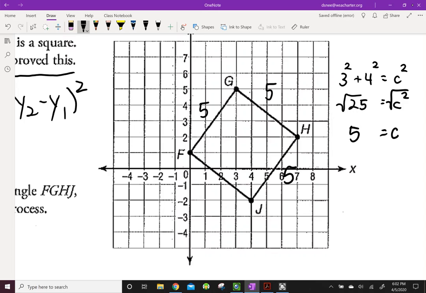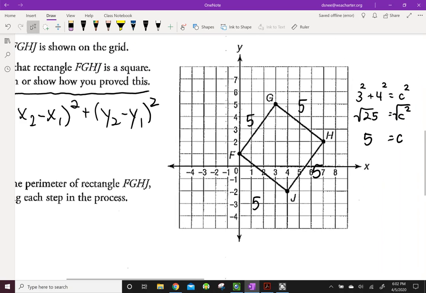Right, and then over here as well, I can make one more right triangle, just like that. Okay, and you can see right here in yellow, right, I've made a right triangle, and it's got sides of 4 and 3, and so this side C, the hypotenuse, is going to be equal to 5 again. So I have all 4 sides are equal to 5, and that proves that this is a square, okay?